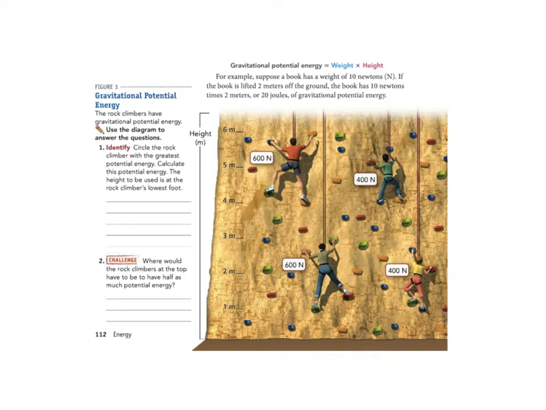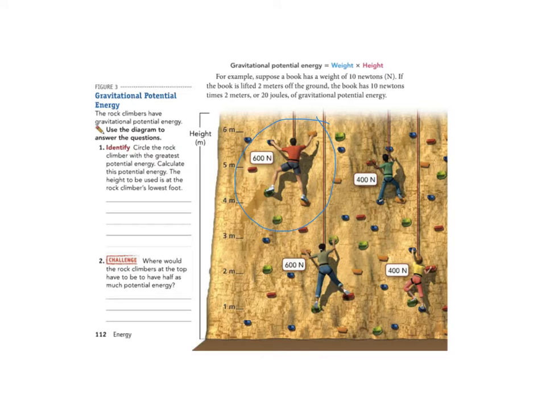Complete Figure 3 on page 112. The rock climbers have gravitational potential energy. Use the diagram to answer the questions. Circle the rock climber with the greatest potential energy. Well, that would be this person right here because he has the most mass and is the highest up. There's a person down below that has a similar weight, but this person is higher up.